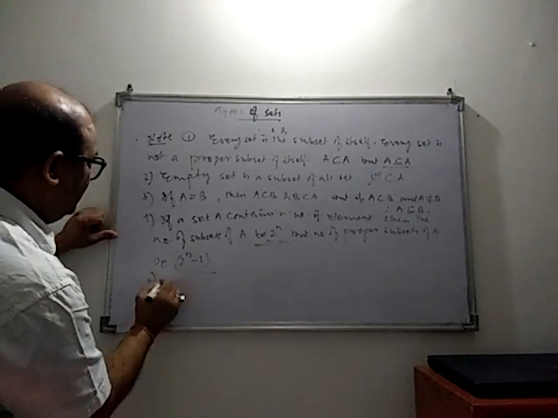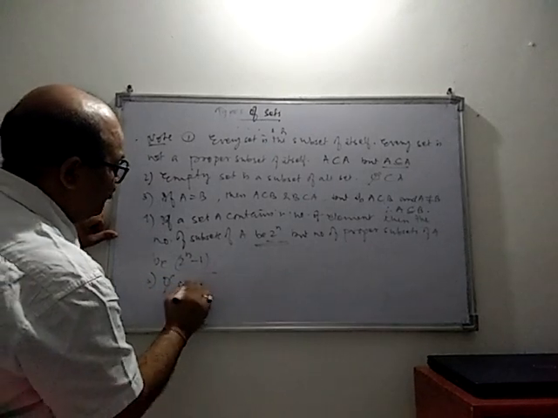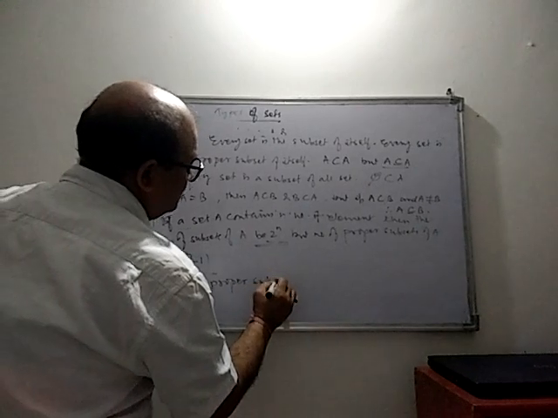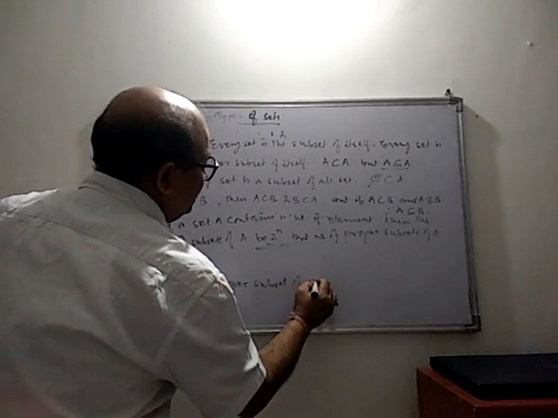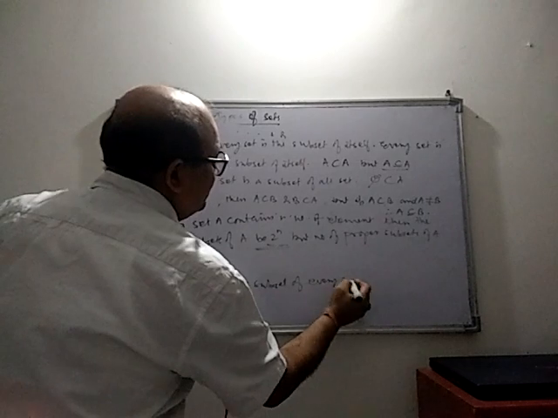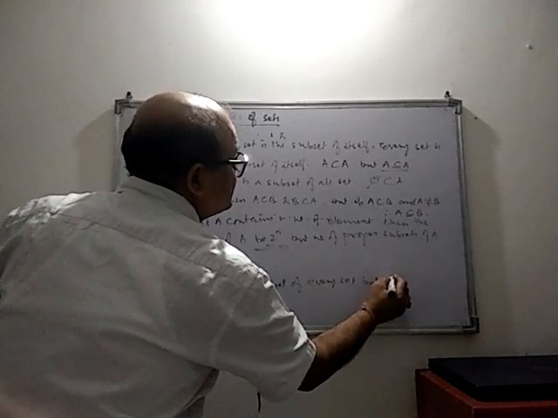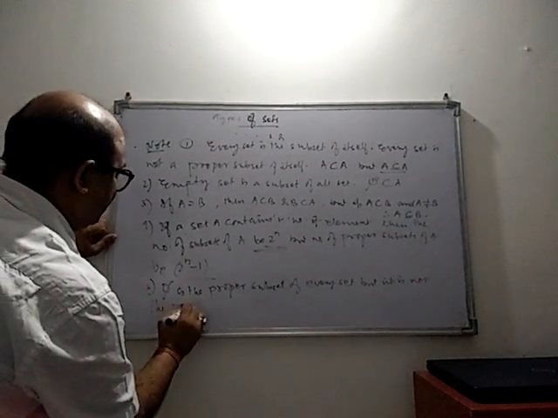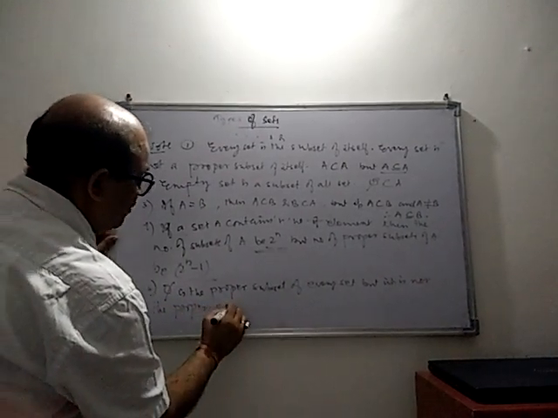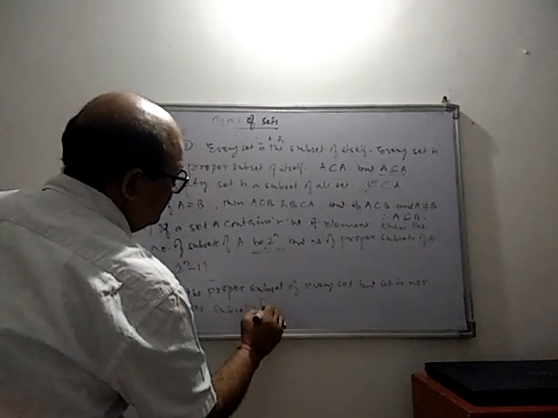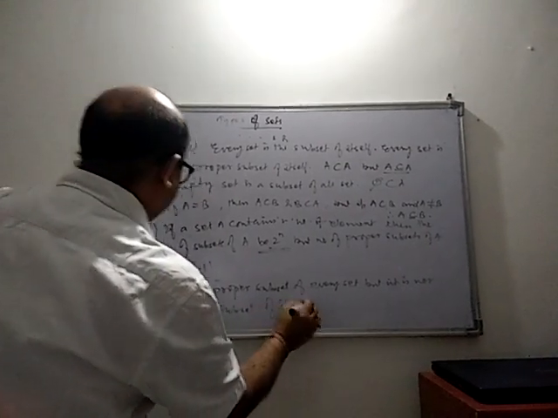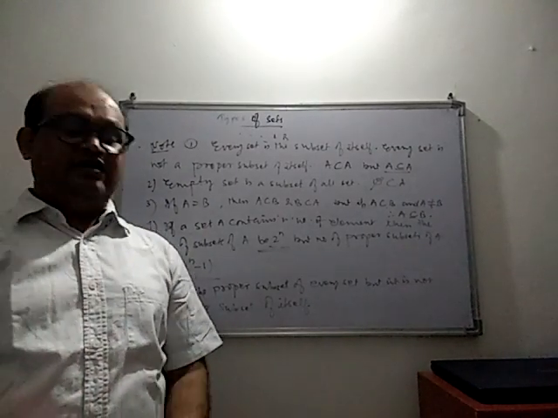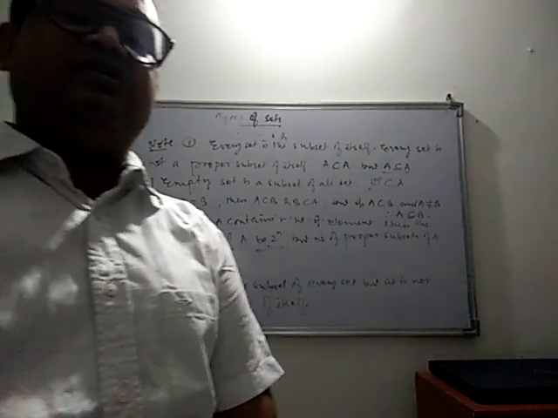Now, one more point. ϕ is a proper subset of every set, but it is not a proper subset of itself. ϕ means the null set. The null set is a proper subset of each and every set, but it is not a proper subset of itself.